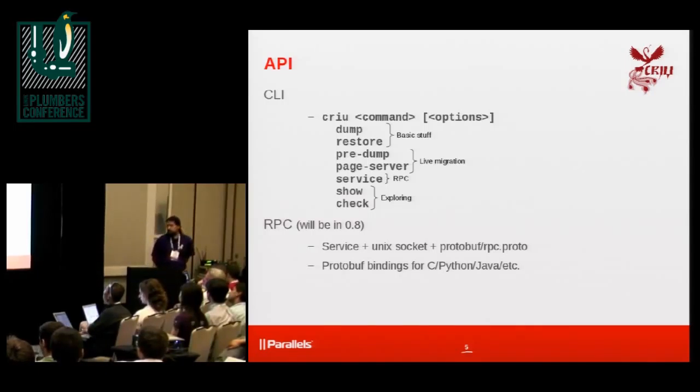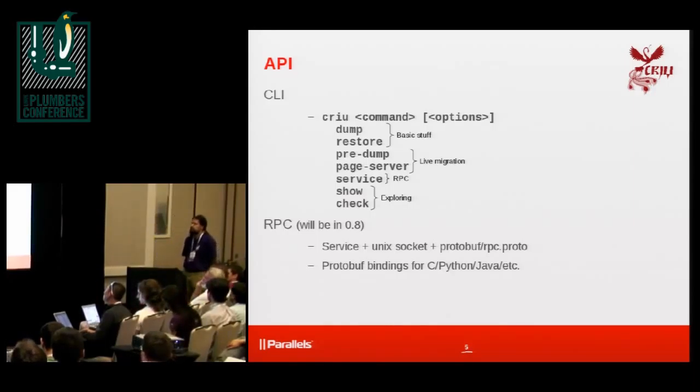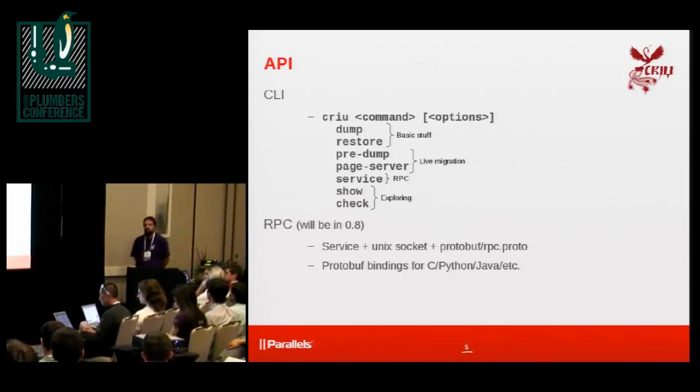We have a service command for RPC, the next thing, and some exploring stuff like show, which will show the contents of images with the state, and the quite useful thing called check. If you are not sure that the kernel support is up to date, you can run CRIU check. It will tell you what's missing in the kernel.